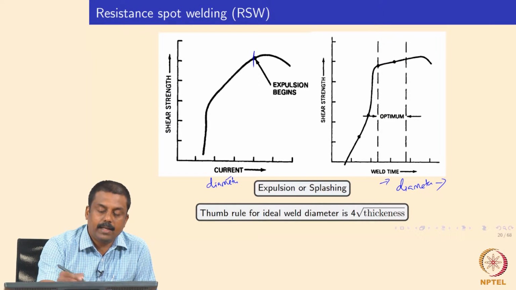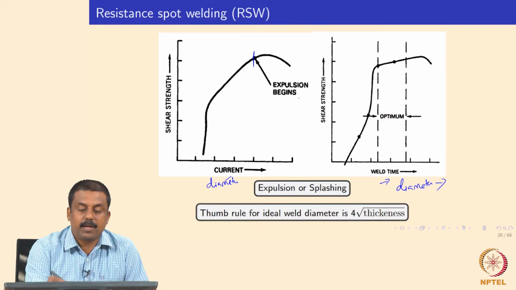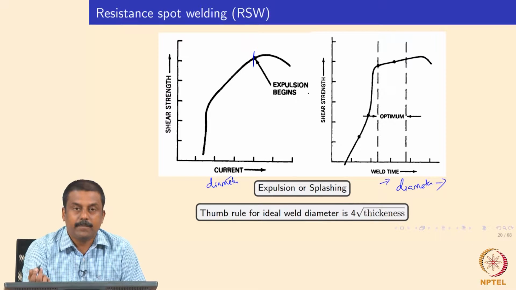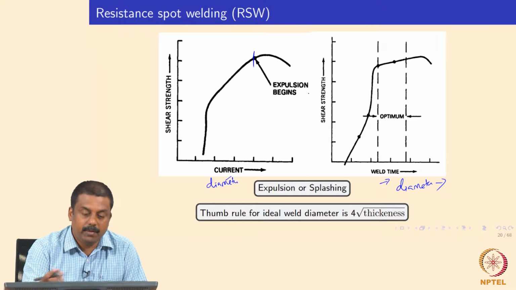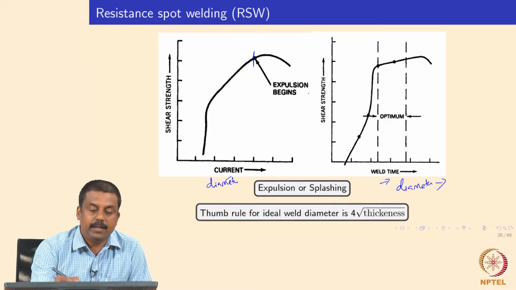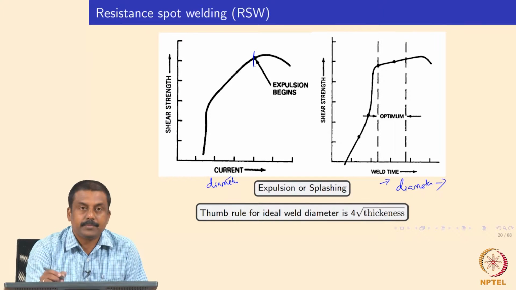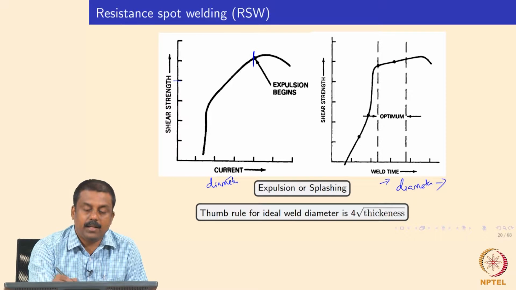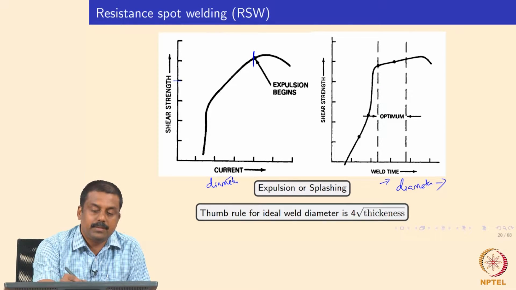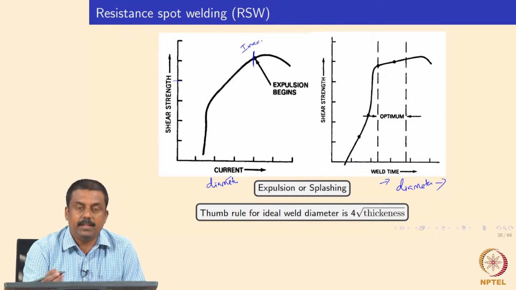And this continues until expulsion happens. So upon expulsion, what happens? We will not have a good solid nugget, because the liquid metal that is formed is expelled, because you form more volume of liquid. So ideally now we need to identify the maximum or acceptable weld nugget diameter for an acceptable strength level. And the current level at which the expulsion happens, just below that point in current, is known as Imax. So Imax always gives the largest weld nugget diameter.